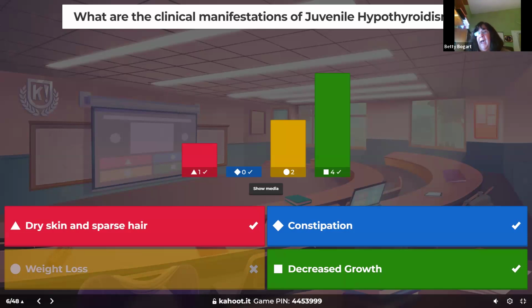milestones. At birth, another thing that you see with hypothyroidism is constipation. So it'd be one of those things that you would be checking for with no stool. So dry skin, constipation, cold intolerance, but decreased growth.